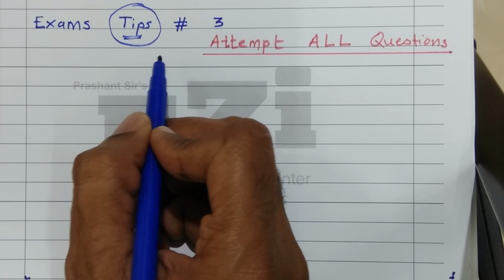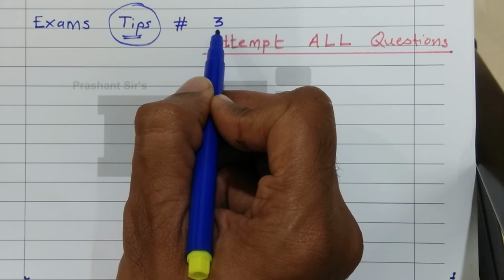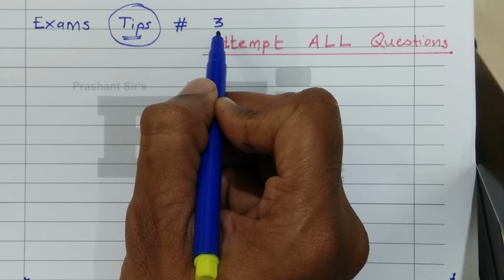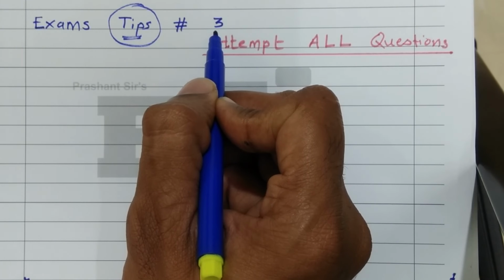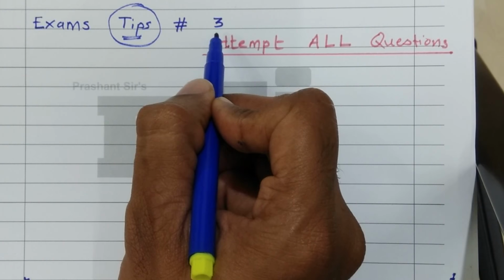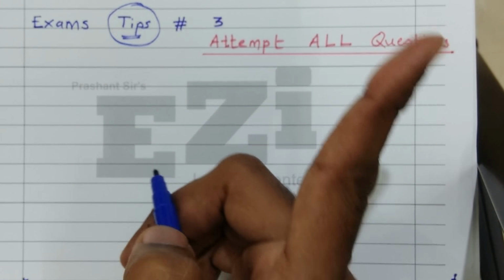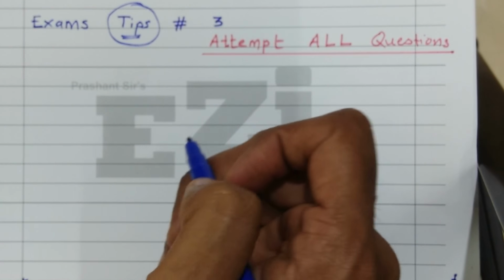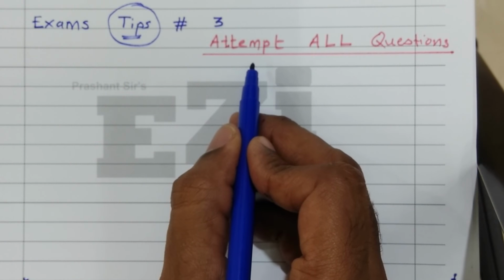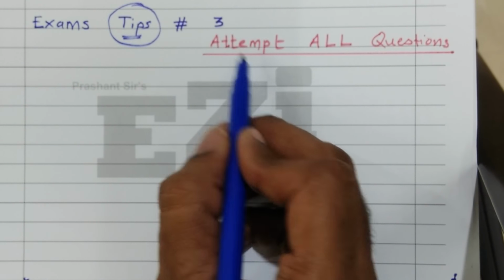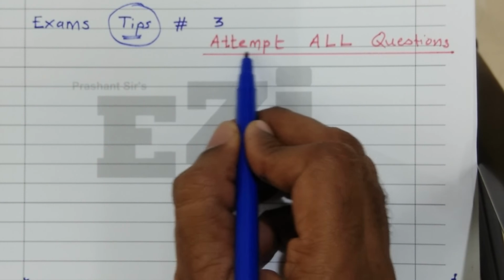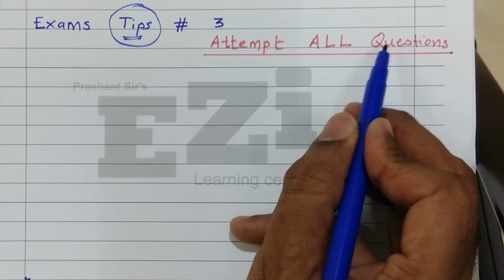And now this is tip number 3 going on. In case you have not watched tip number 1 or tip number 2, please watch them. I have already tagged them in the I section over there. So let's begin. What is this tip number 3? Here I have written it already. Tip number 3 is attempt all questions.